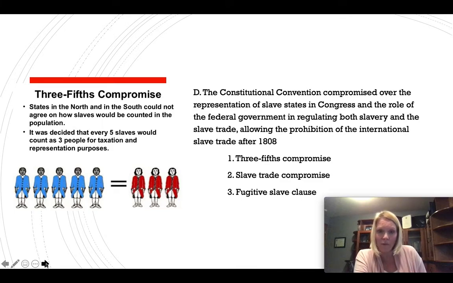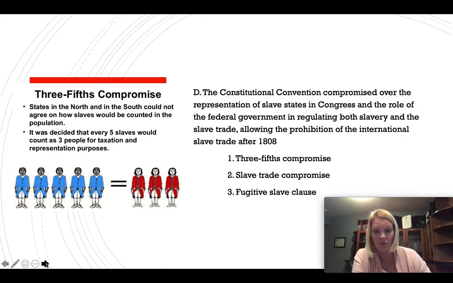So let's first talk about the 3/5 Compromise. The 3/5 Compromise basically said that for every 5 enslaved people, they would be counted as 3 people. I don't even like to say that out loud. They were not even fully human beings. Every 5 slaves meant that 3 people could be counted toward their population.